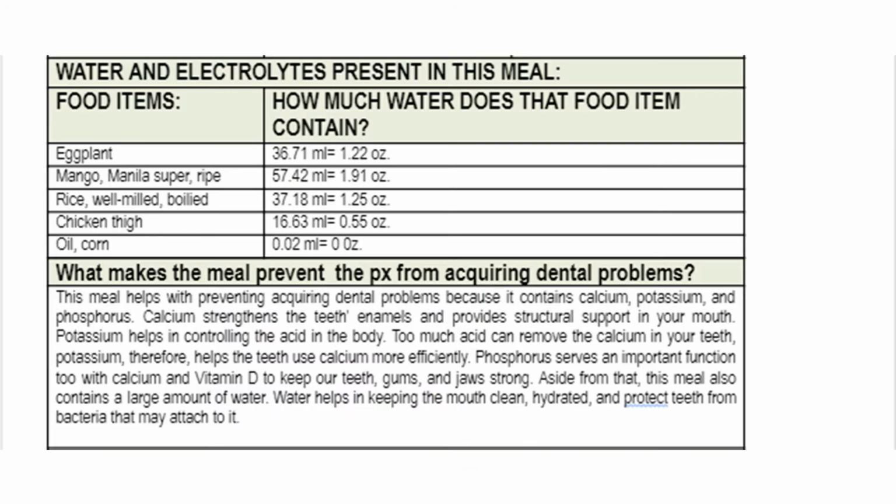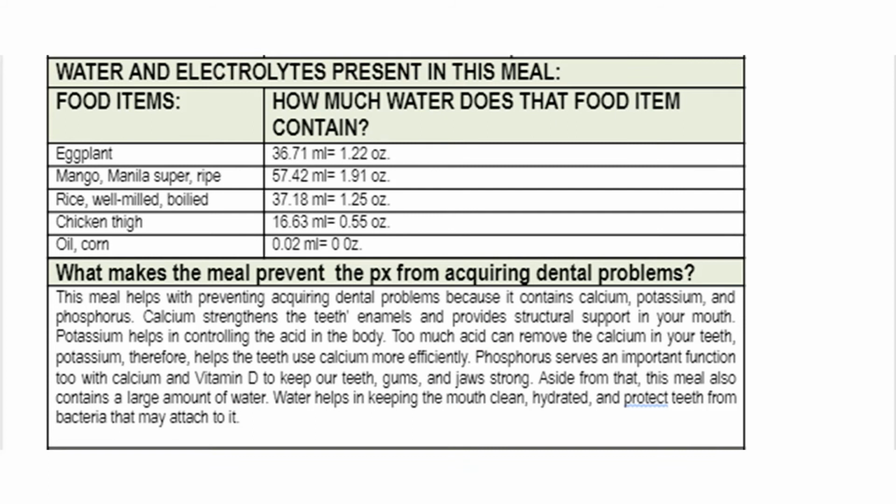The water content for eggplant is 1.22 ounces. Mango has 1.91 ounces. Rice has 2.48 ounces. Chicken has 1.11 ounces. And the total water content is 6.73 ounces. Though it also has additional water content from the porridge and the beverage.